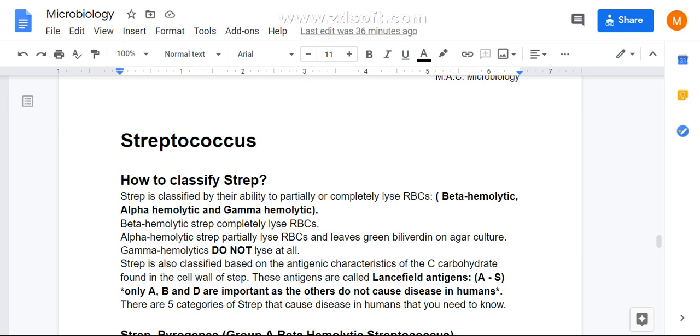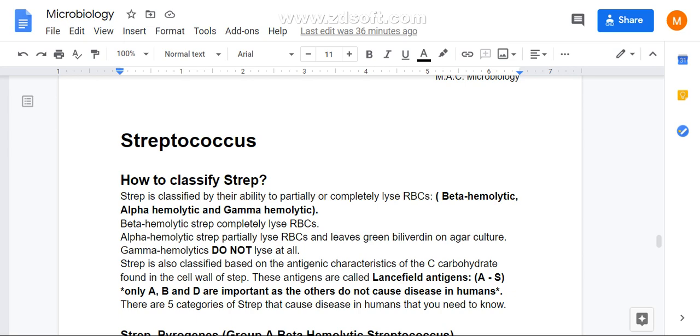Beta hemolytic completely breaks down red blood cells. Alpha hemolytic only partially breaks down red blood cells and leaves the green biliverdin in the blood culture. Gamma hemolytic does not lyse red blood cells at all, so you can think of gamma hemolytics as non-hemolytic. So that's one way we classify strep, by the ability to lyse red blood cells.